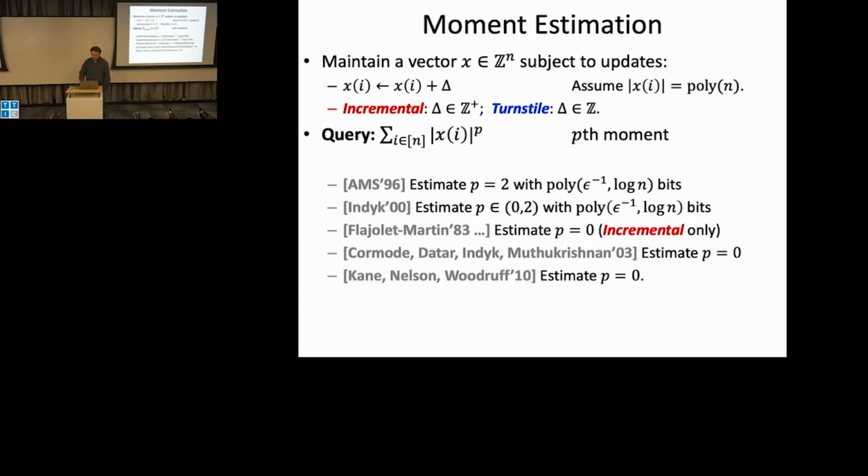And what are the limits of all this? Basically, if you set p to be bigger than 2, you can sketch it, but you can't sketch it in a reasonable amount of space. And by reasonable in this model I mean polylog n bits.